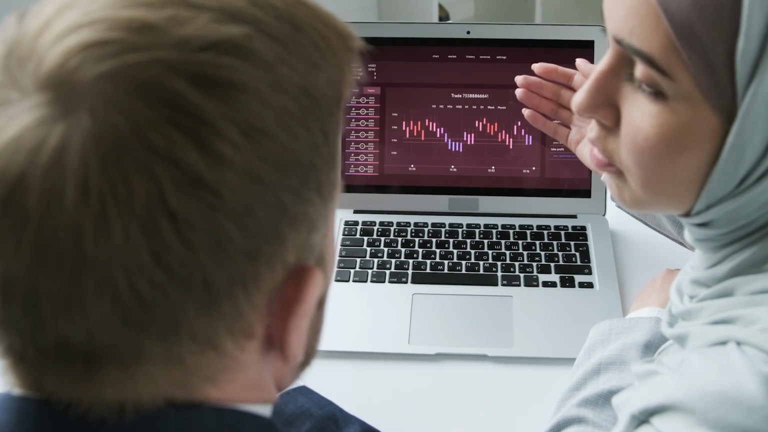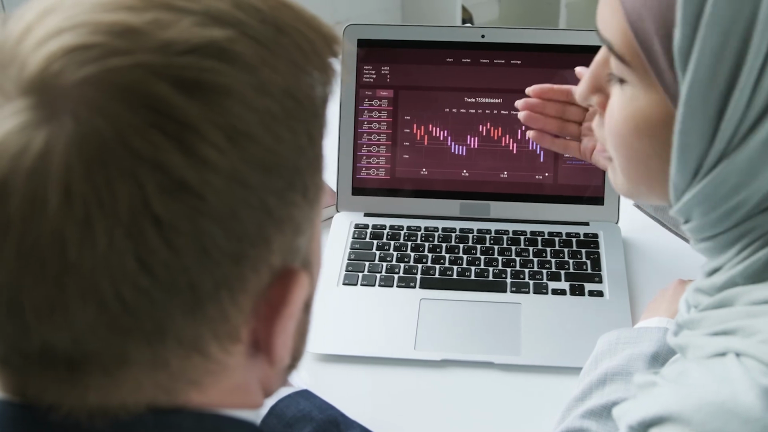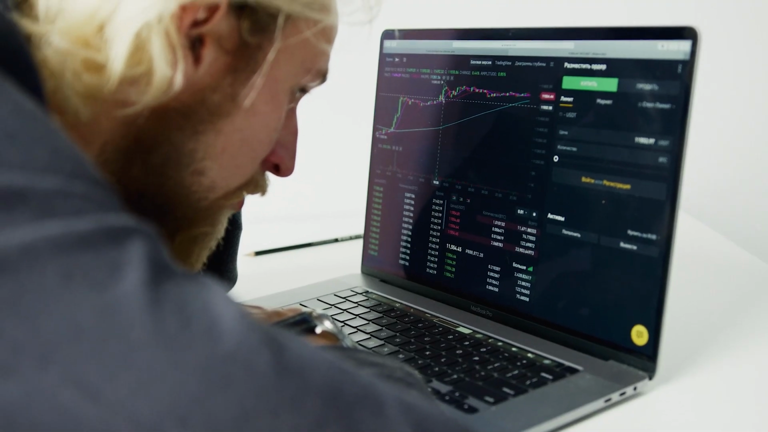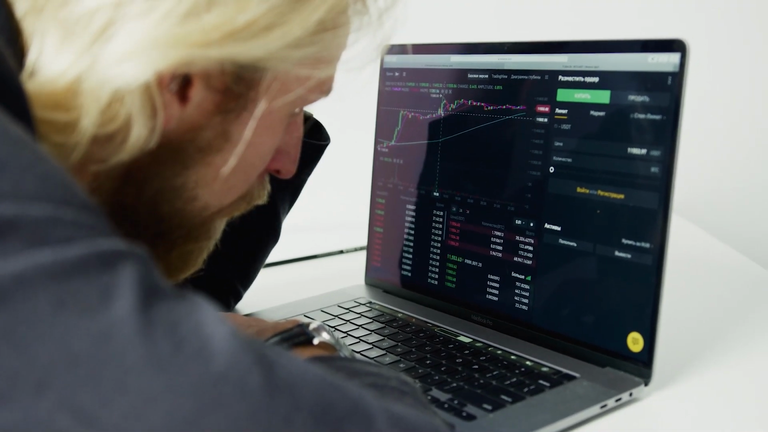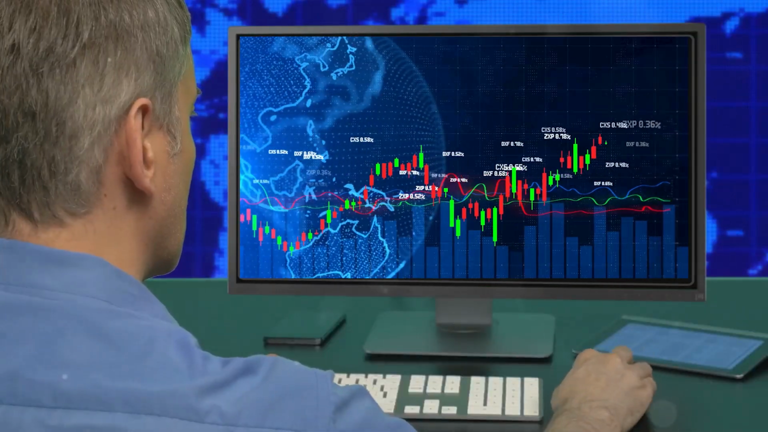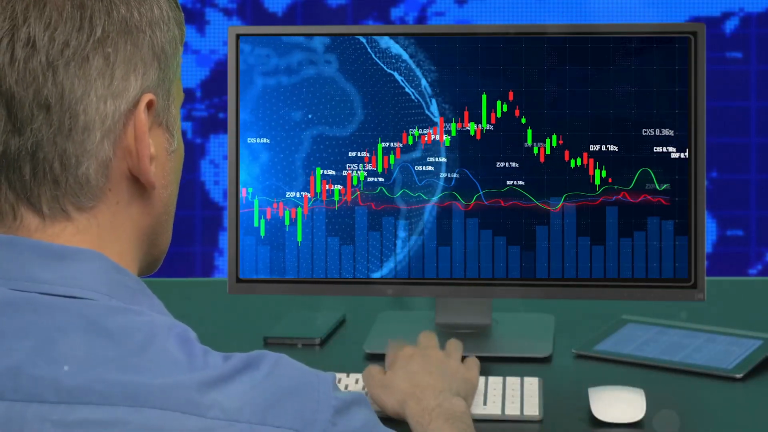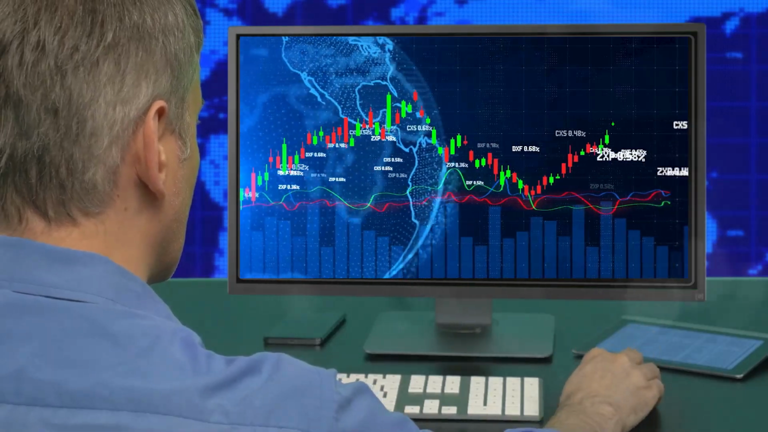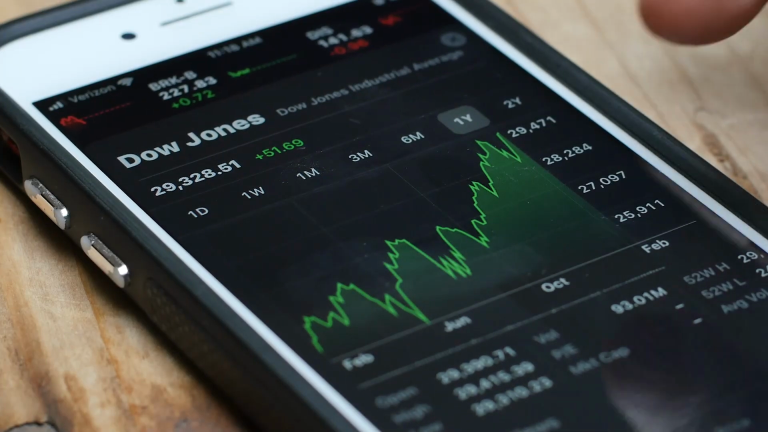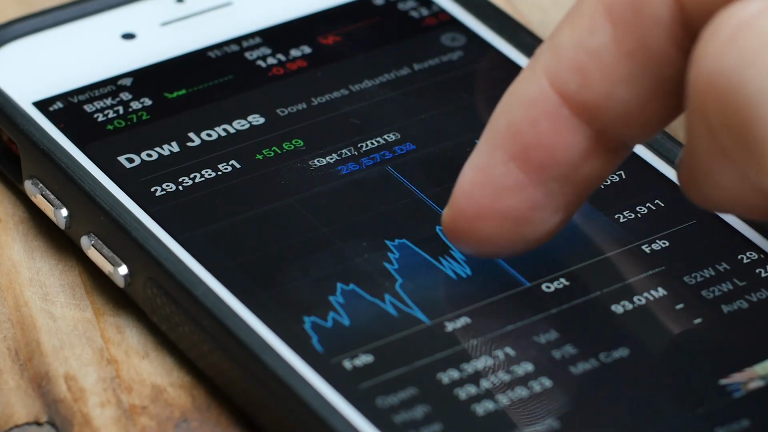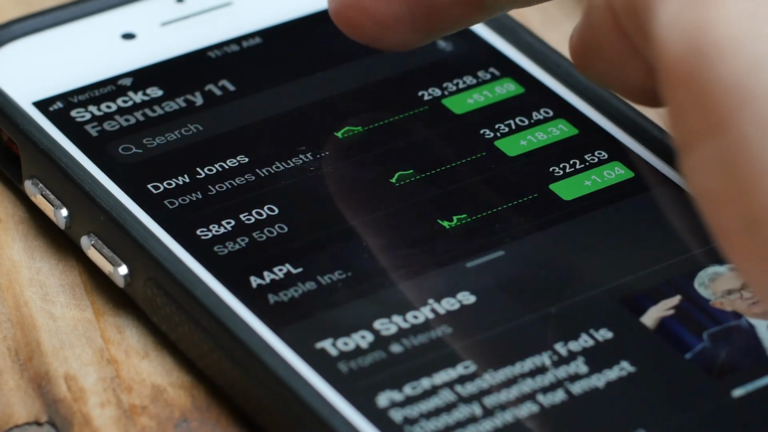Ready to unlock the secrets of price action trading? Let's dive in and explore the fundamentals that can transform your trading game. Price action trading is all about reading the market's raw price movements. No indicators, no fancy algorithms, just pure price action on your charts. Sounds cool, right? It's like learning to read the market's mind.